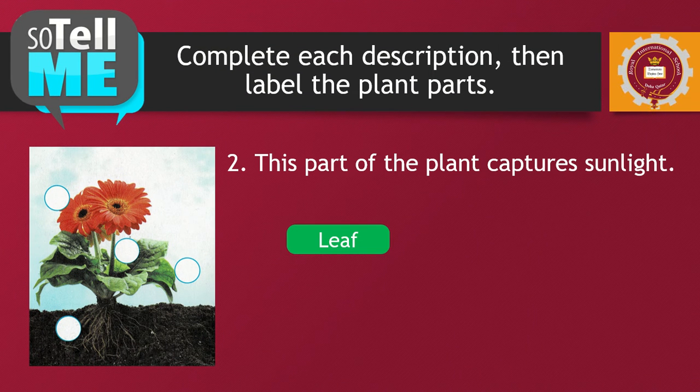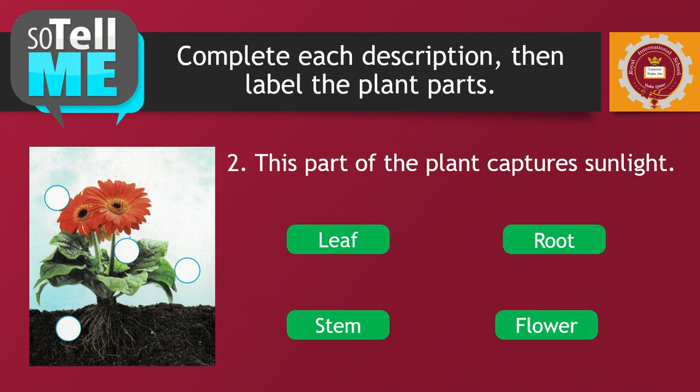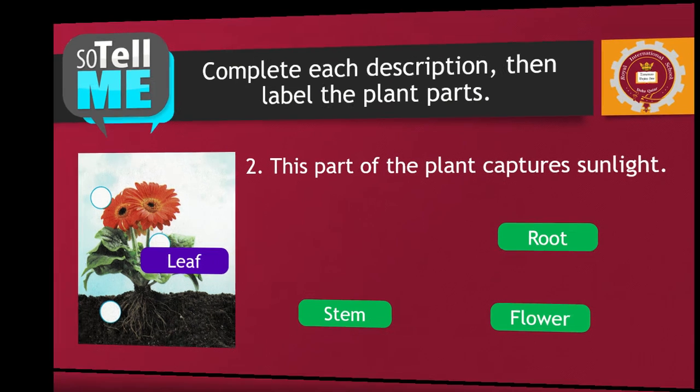So this part of the plant captures sunlight. You have your 4 options. Leaf, root, stem and flower. Which part of the plant captures sunlight? Very easy. That's leaf. Okay. So leaf actually captures sunlight. Alrighty. Now let's move on to the next one.